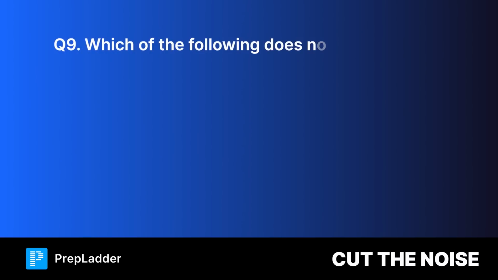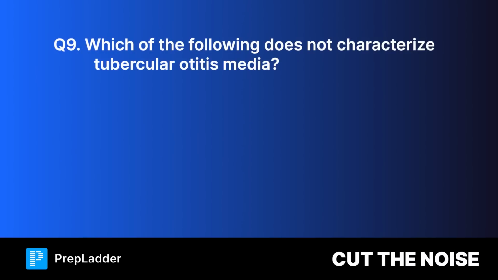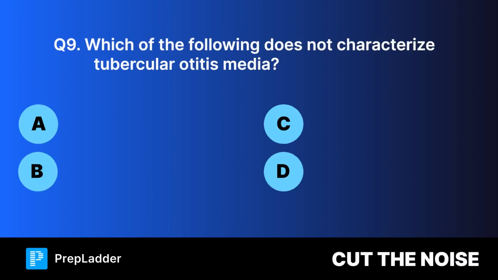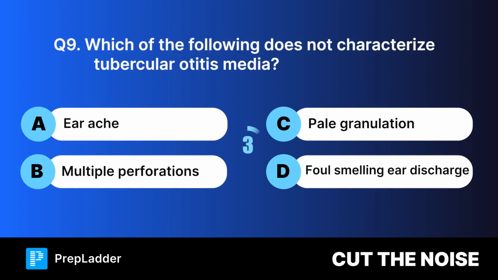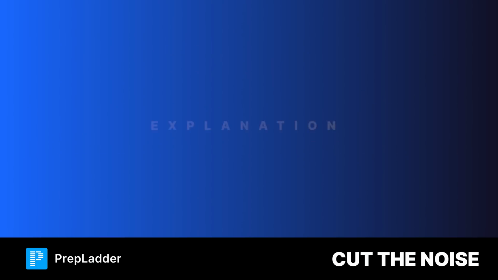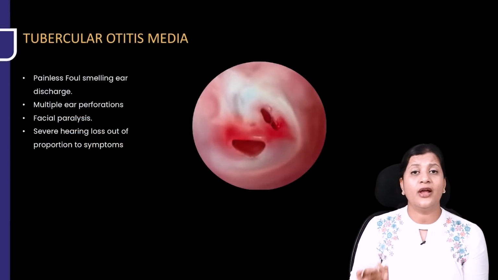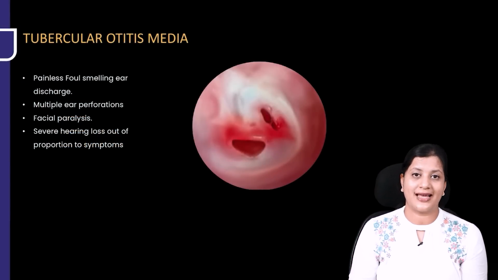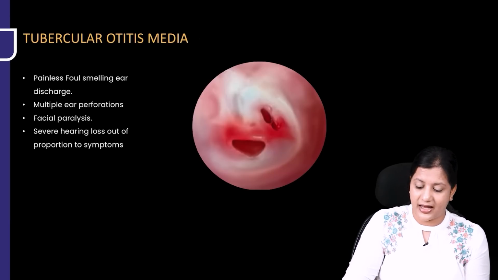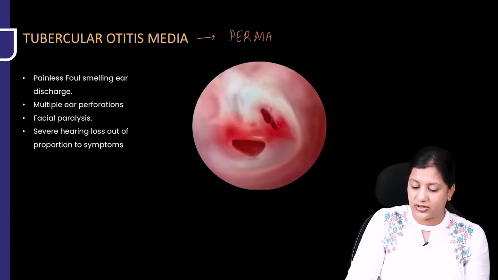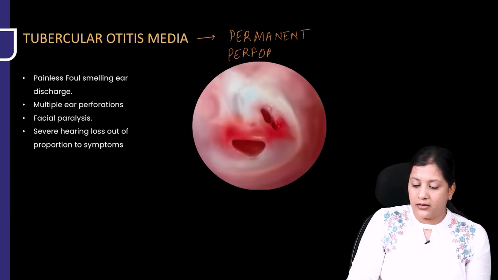Question 9. Which of the following does not characterize tubercular otitis media? Your options are. And the correct answer is earache. Here's the explanation. Tubercular otitis media. One only hallmark feature that could come in your examination from tubercular otitis media is it is characterized by permanent perforation. So what is the hallmark? It is characterized by permanent perforation.